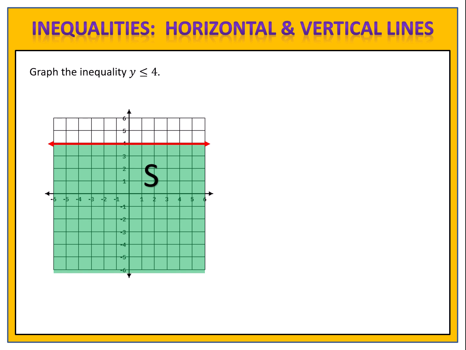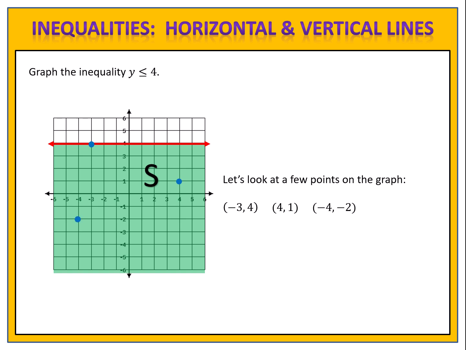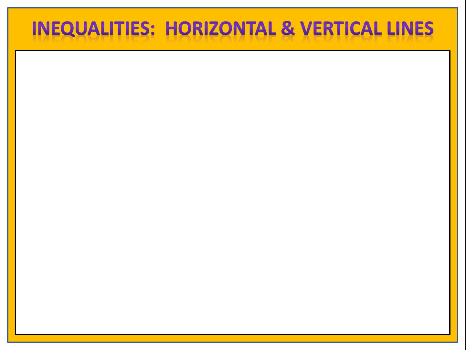Let's take a moment to understand what this solution set represents. And let's do that by taking a look at a few points on the graph: (-3, 4), (4, 1), (-4, -2), (0, 3). Notice when we look at these points, the y value is always less than or equal to 4. In fact, if you were to write the coordinates of any point in that shaded area, you'd find that the y value is always less than or equal to 4. And that's exactly what this inequality represents, all points whose y-coordinates are less than or equal to 4.